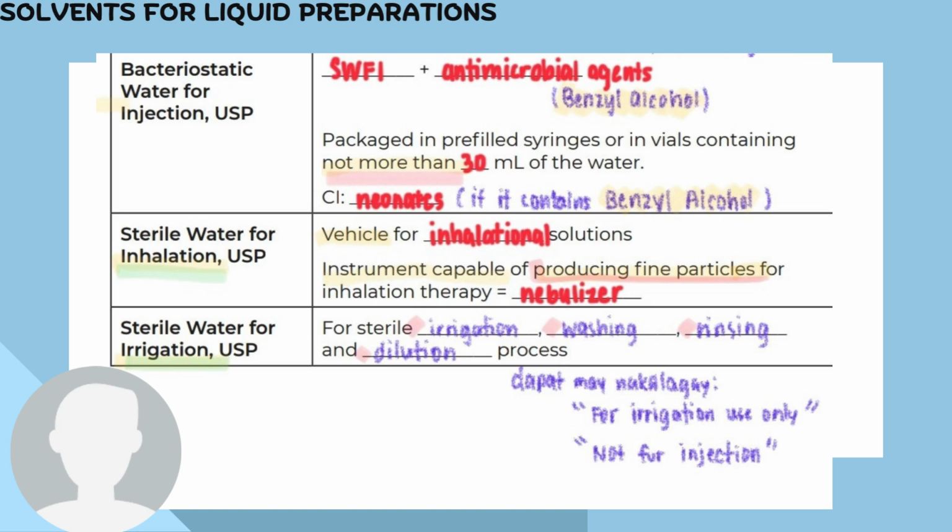So its uses: it's commonly used as diluent for medications that need reconstitution before injection, packaged in pre-filled syringes or vials not more than 30 ml in volume. Then important caution: not recommended for neonates or mga newborns because it contains benzyl alcohol, since this preservative can be toxic to them.